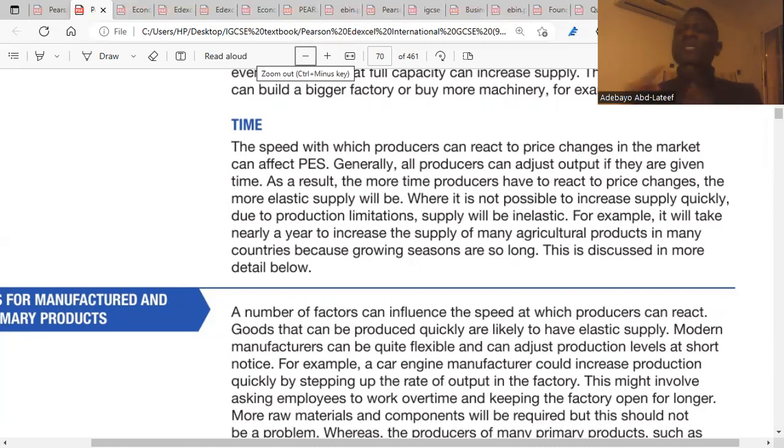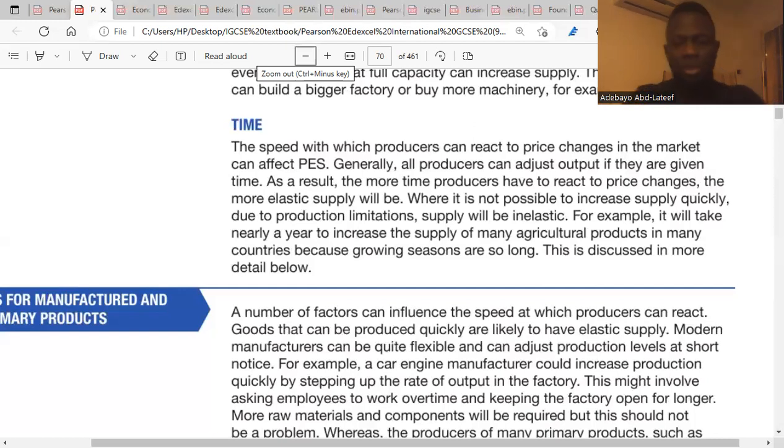Listen, please. If the time at which they can produce more or supply more is short, that means within a short period of time they can produce more, then the supply for that product will be price elastic. But if it's going to take them a longer period of time to produce a product, the supply for such products will be price inelastic. Do you get the point here? The speed at which they are able to produce the product will determine if the product is price elastic or inelastic.